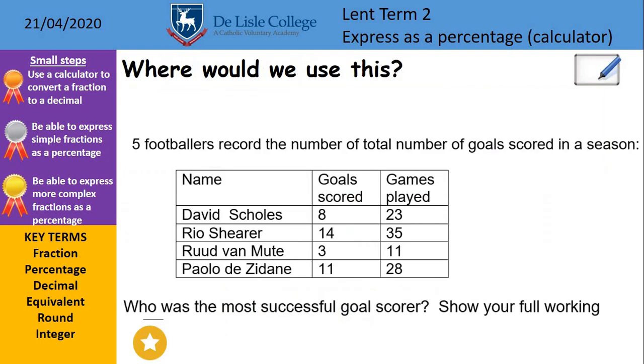So where would we use this? Back to our hook question then. So let's work out the percentages of the players. So if we type into our calculator 8 over 23 in the fraction key times by 100, to the nearest integer you should get 35%. For Rio you should get 40%. For Rude you should get 35%. And for Paolo you should get 27%. So in this case the most successful goal player or goal scorer was Rio.